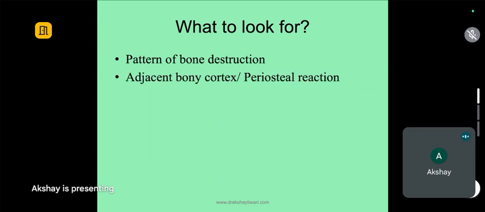और क्या देखोगे? जब आपने डिस्ट्रक्शन का पैटर्न देख लिया, फिर आप एडजेसेंट बोनी कॉर्टेक्स देखोगे. ओके? और कॉर्टेक्स के बाहर क्या है? पेरियोस्टियम है. Periosteum. तो पेरियोस्टियल रिएक्शन देखोगे. पेरियोस्टियल रिएक्शन क्यों होती है? Whenever the periosteum is irritated because of anything, it could be a fracture, it could be a tumor, infection, then it starts forming bone. So जिस तरह से वो bone बना रहा है, वो दिखाता है कि ये malignant है या benign है. Okay? So pattern of bone destruction, then bony cortex, and then the periosteal reaction.